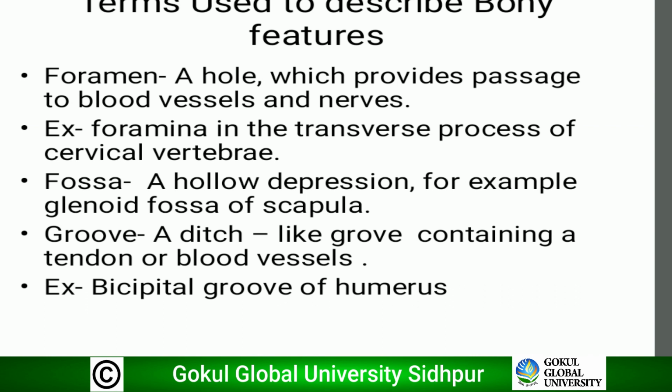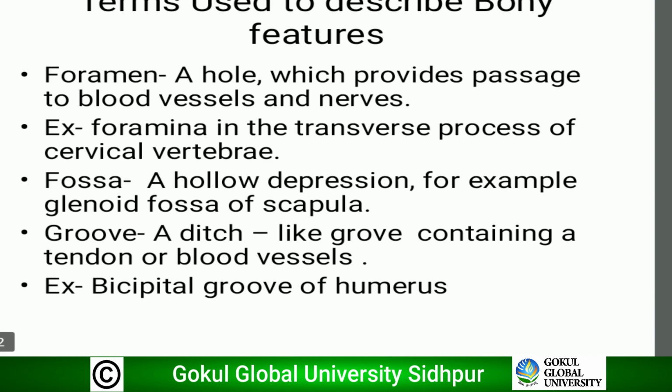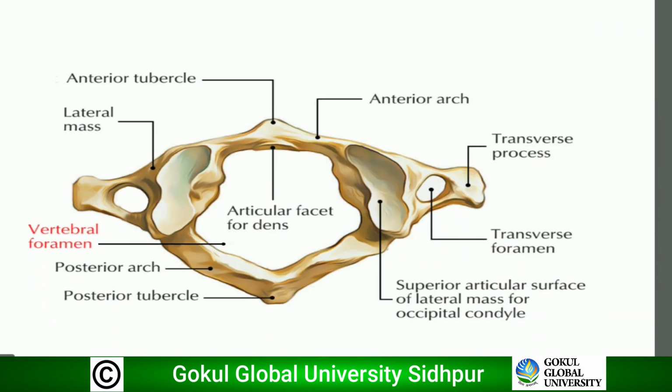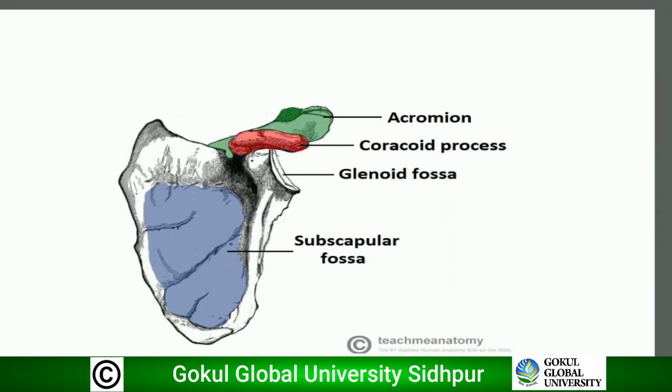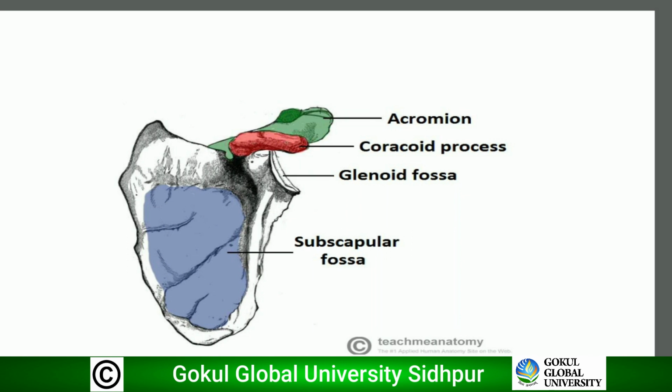Fossa, a hollow depression, for example the glenoid fossa of the scapula. In this diagram we can see the glenoid fossa of the scapula, as well as the intercondylar fossa. Wherever there is a hollow structure, there we can use a term like fossa.